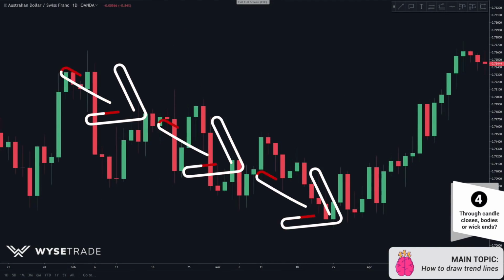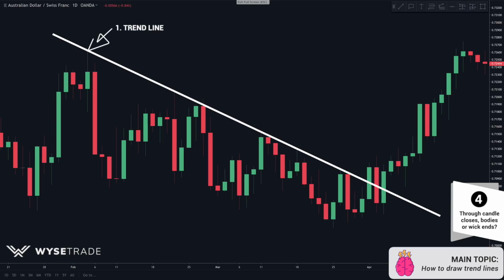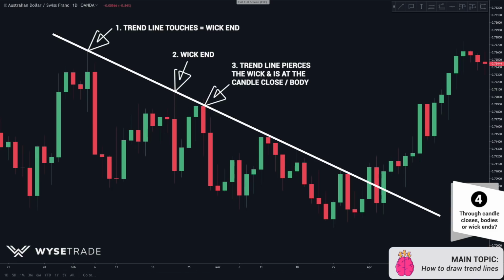So here was your clear downtrend. And in order to hit all these points here, this is where you would have placed your trend line. Now notice how at this point here, the trend line is at the wick end. And again at this point here, the trend line is at the wick end. Now at this third point, the trend line is piercing the wick and touching the candle body, which is necessary in order to be able to hit the following points.